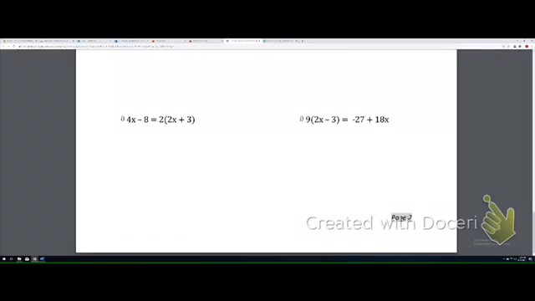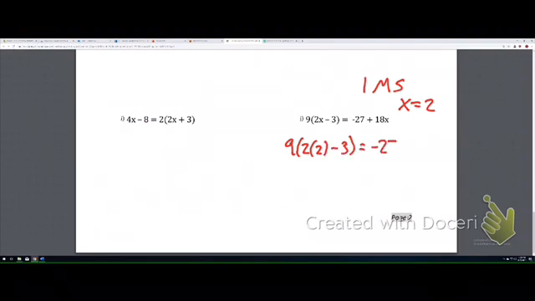So now that I've said that we have infinitely many solutions, I'm going to show that by plugging in x equals 2. So we've got 9 times (2 times 2, we're inputting our x, minus 3) equals negative 27 plus 18 times 2, another inputting of our x. We're going to do our parentheses first. We've got 4 minus 3 in parentheses times 9. Do our parentheses again. That gives us 1 times 9, which means we've got 9 equals.